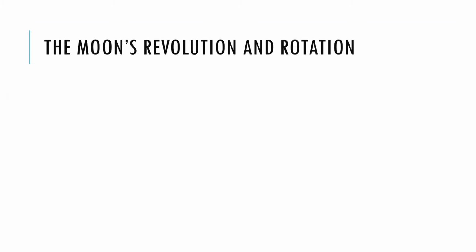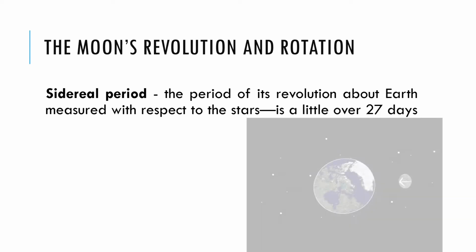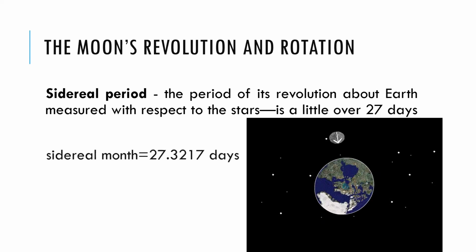The moon's revolution and rotation. The moon's sidereal period, that is, the period of its revolution about Earth, measured with respect to the stars, is a little over 27 days. The sidereal month is 27.3217 days to be exact.